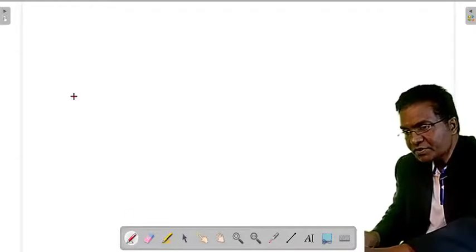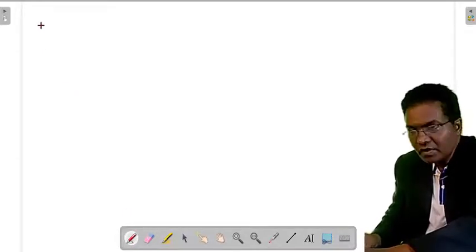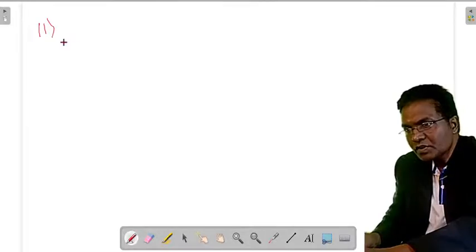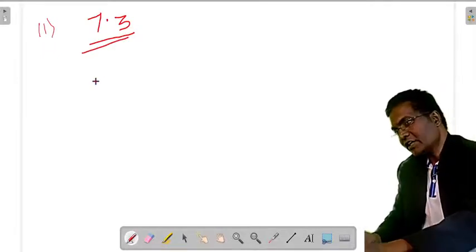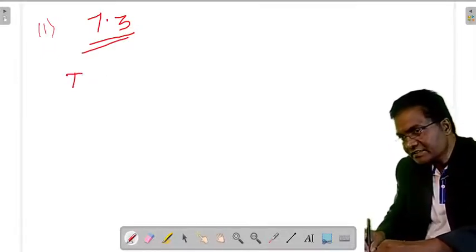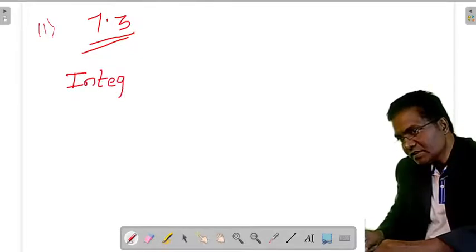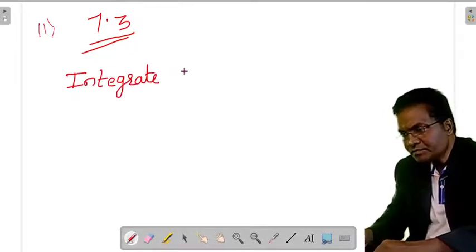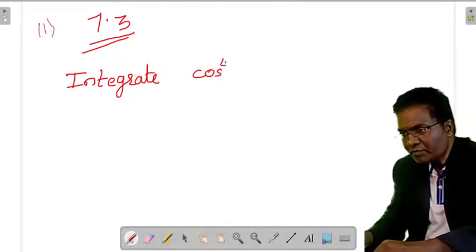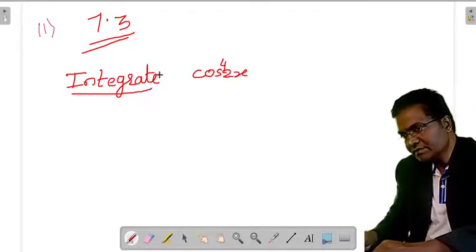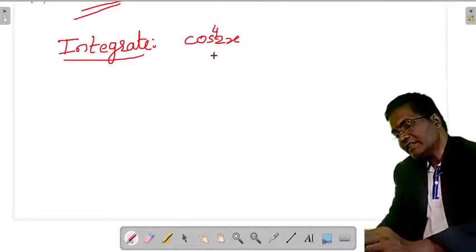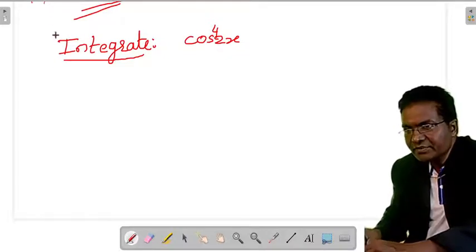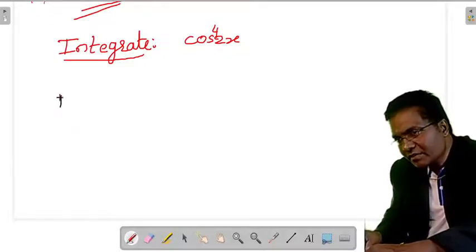So here is question number 11 from exercise 7.3. You are asked to integrate cos power 4 2x. In the last class I did sin power 4x. Here it is cos power 4x, so the same method you have to follow.